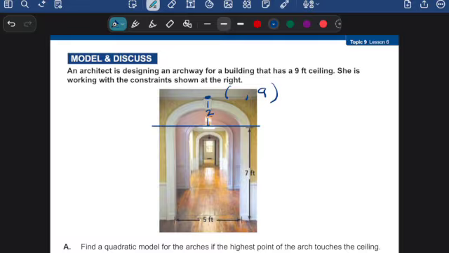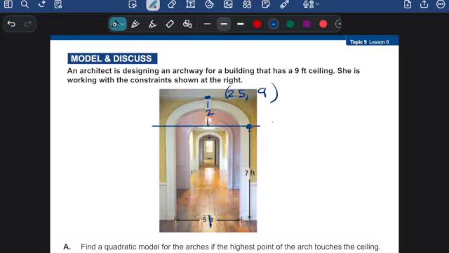We want to find a quadratic model for the arches if the highest point of the arch touches the ceiling. So we already have that point. That's the maximum, something comma 9. Well, where's the x-intercept going to be? Halfway in between 5, right? It's going to be right in the middle. It's going to be 2.5 comma 9. There's the vertex.